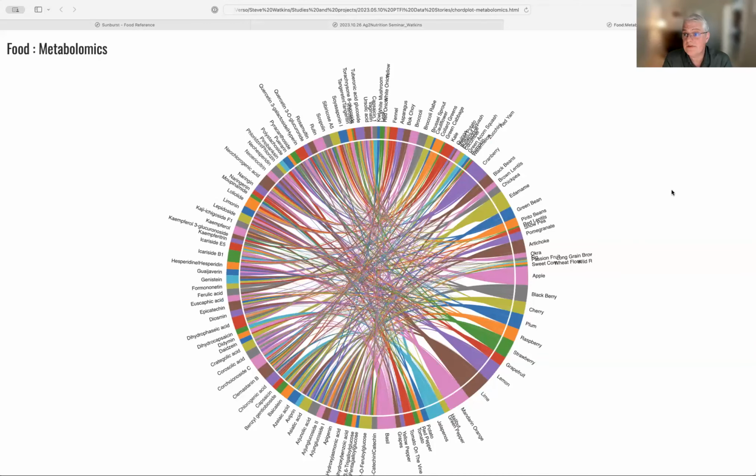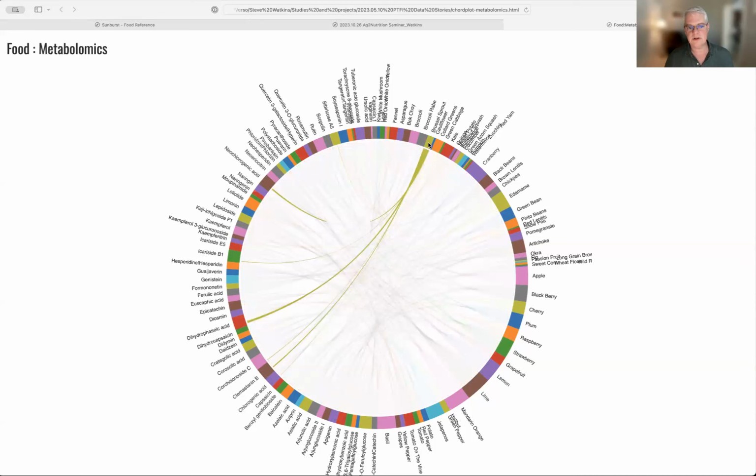This is the first 100 foods that we processed for the PTFI, and it's looking at maybe some of our favorite compounds in foods. These are polyphenolics. So it's 100 polyphenolics that we looked at across these foods. And on the right, you can see the foods, and you can hover over a food and see which specific compounds that food is enriched in, right?